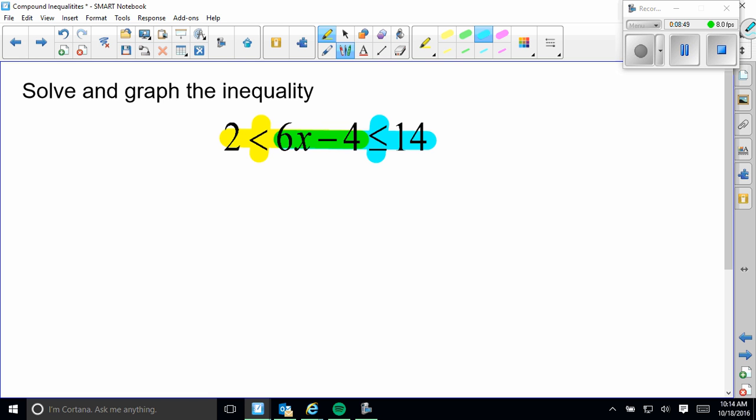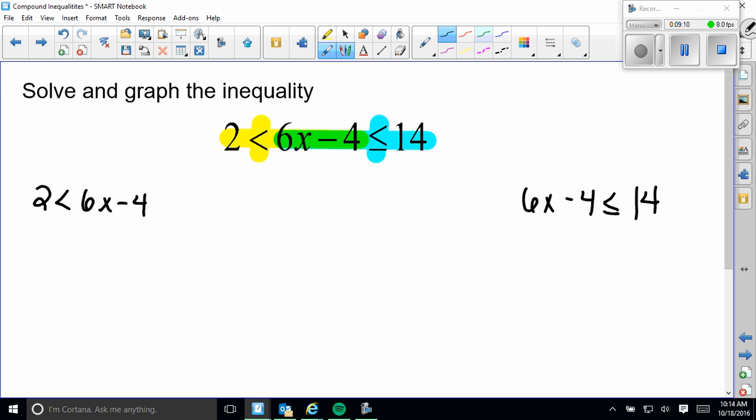So hopefully you can see that in the middle, the 6x minus 4 corresponds to both of the inequalities. So we're going to write these both down. 2 is less than 6x minus 4. That's our first inequality. And our second inequality is 6x minus 4 is less than or equal to 14. Alright, so let's go back over here and solve it. We're going to add 4 to both sides. We have 6 is less than 6x. Divide by 6. So then hopefully you get 1 is less than x.